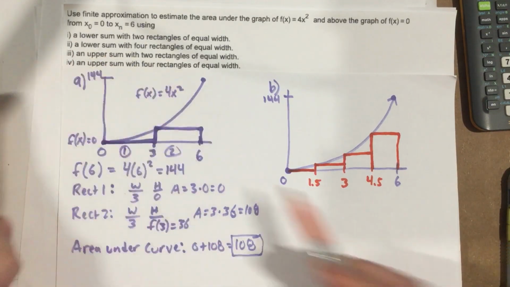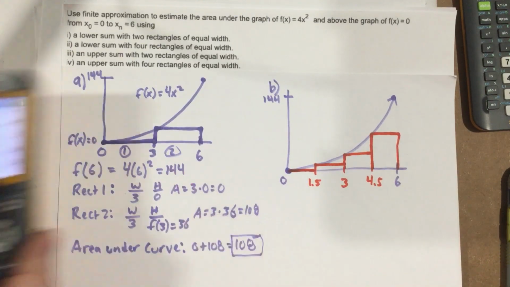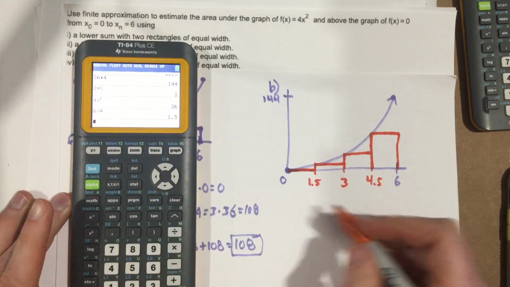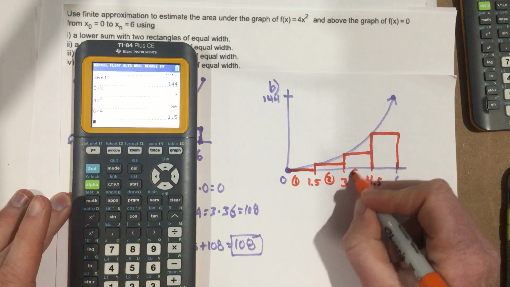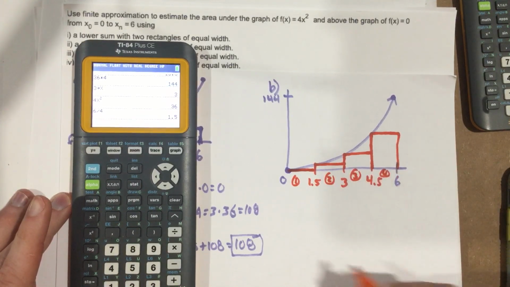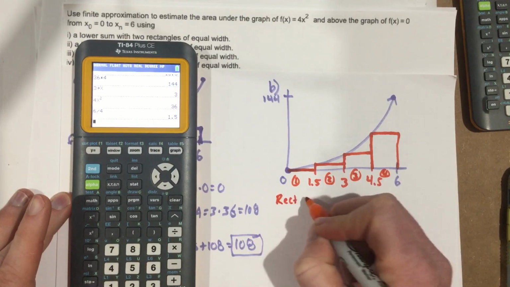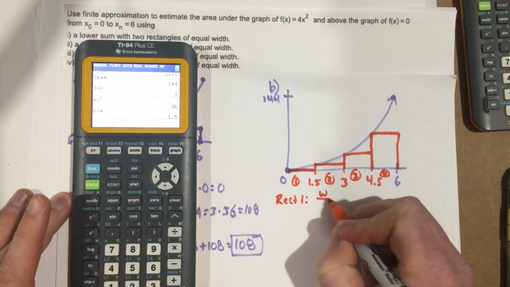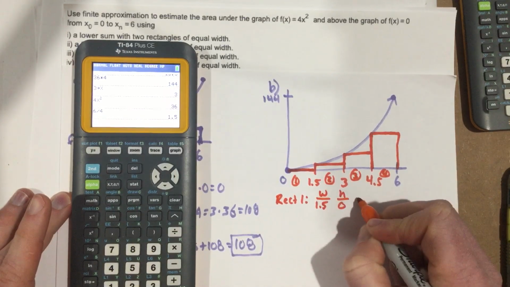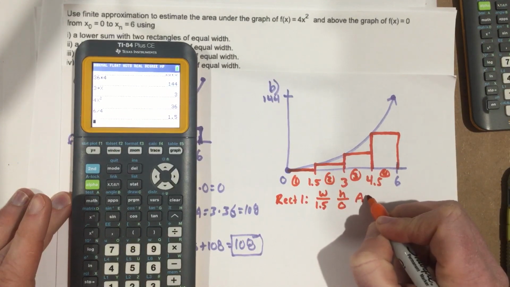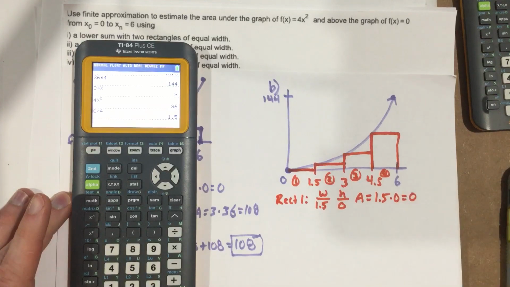You can see between the 2 graphs, this is going to be a better estimate so far than that one was. So let's go ahead and label these. This is 1, this is 2, this is 3, and this is 4. So we're going to find rectangle 1 has a width of 1.5 and it has a height of 0, so its area is 1.5 times 0, which is 0. Easy.